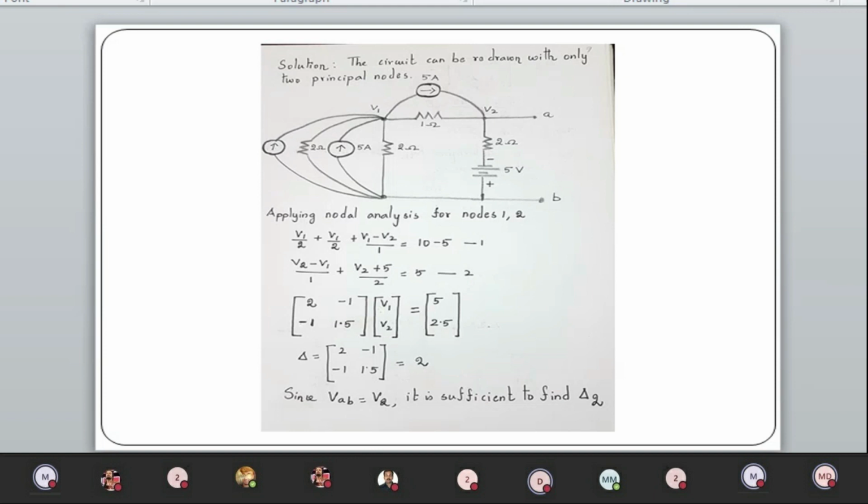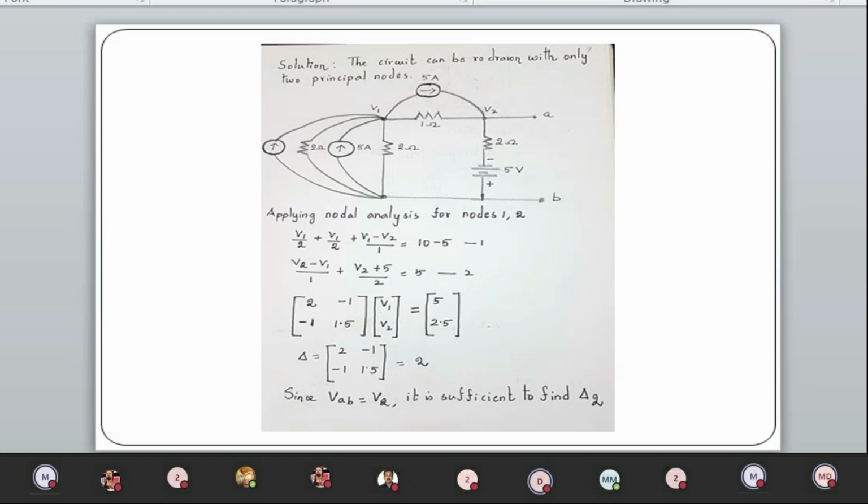Okay, so you can notice that both the currents of 5 amps are entering, 5 plus 5, 10. And you can notice that another 5 amps is leaving, minus 5. So 10 minus 5 is equal to V1 by 2 plus another V1 by 2 plus (V1 minus V2) by 1. Right, this is equation 1. Now consider the second node. In the second node, current entering is 5. So (V2 minus V1) by 1 plus (V2 minus 2 plus 5) divided by 2 equals 5. Right. So you have these two equations.